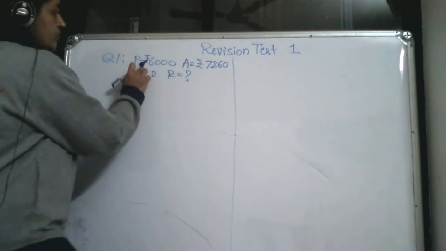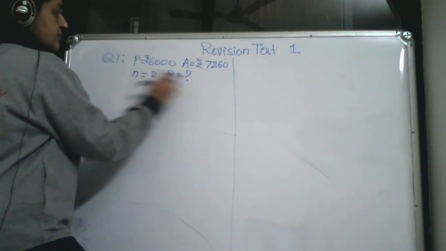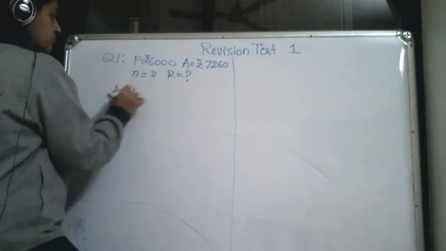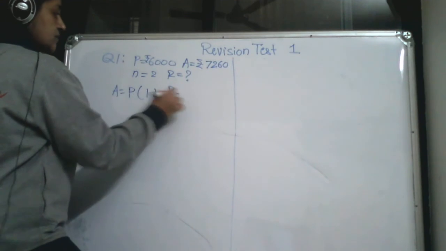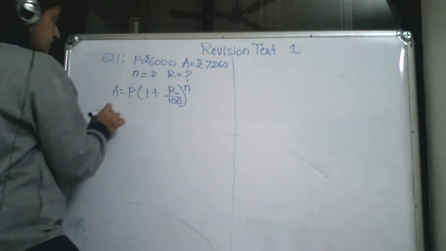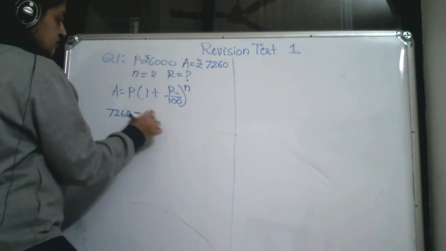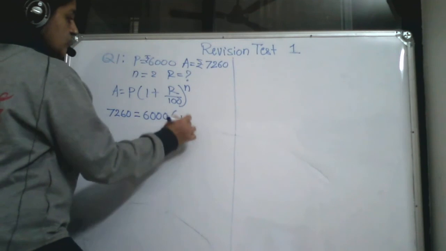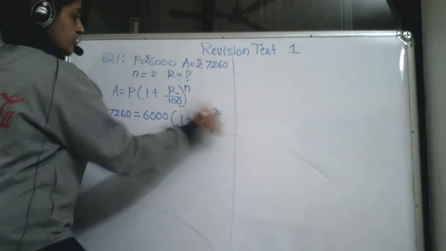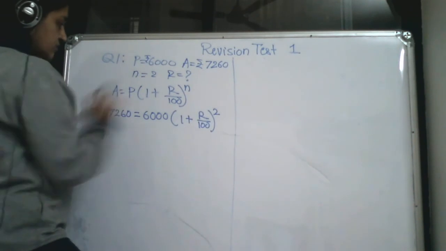Okay, we have principal given, amount given, number of years given, rate of interest to be found. So let's write the formula. A is equal to P into bracket 1 plus R upon 100 raised to the power n. So here 7260 equals to 6000 into bracket 1 plus R upon 100 raised to the power 2. N is 2, so it is 2. So A and P we have substituted.